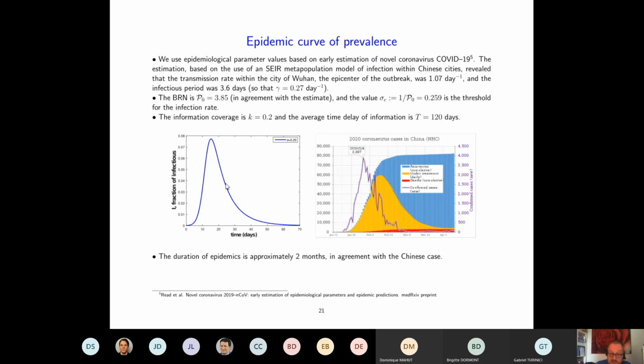But this is due to the fact that we have just considered a very simple model without any mandatory actions, which really happened in the real world. However, we can see that the duration of the epidemic is approximately the same, around 2 months, which is in agreement with this case.